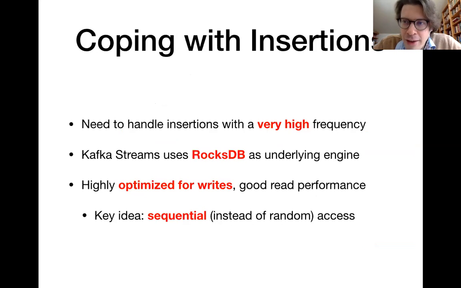Now, in order to make this efficient, we have to deal with insertions at a very high frequency. At the same time, we still want to be reasonably good at reading data. So Kafka Streams uses an underlying component called RocksDB, which is highly optimized for fast writes and still has relatively good read performance. The techniques that this component uses are nowadays quite popular in the context of stream data management, or in general, if you have a lot of inserts to deal with. So we're going to discuss that in a little more detail.